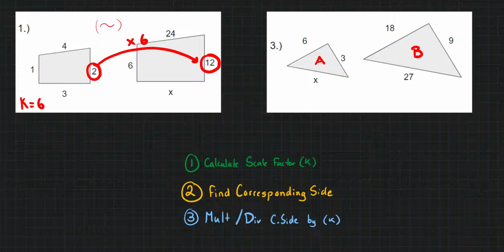Then I found the missing side and its corresponding side and used the scale factor to get me a number. 6 times 3, or 3 times 6, got me 18. And so x equaled 18.